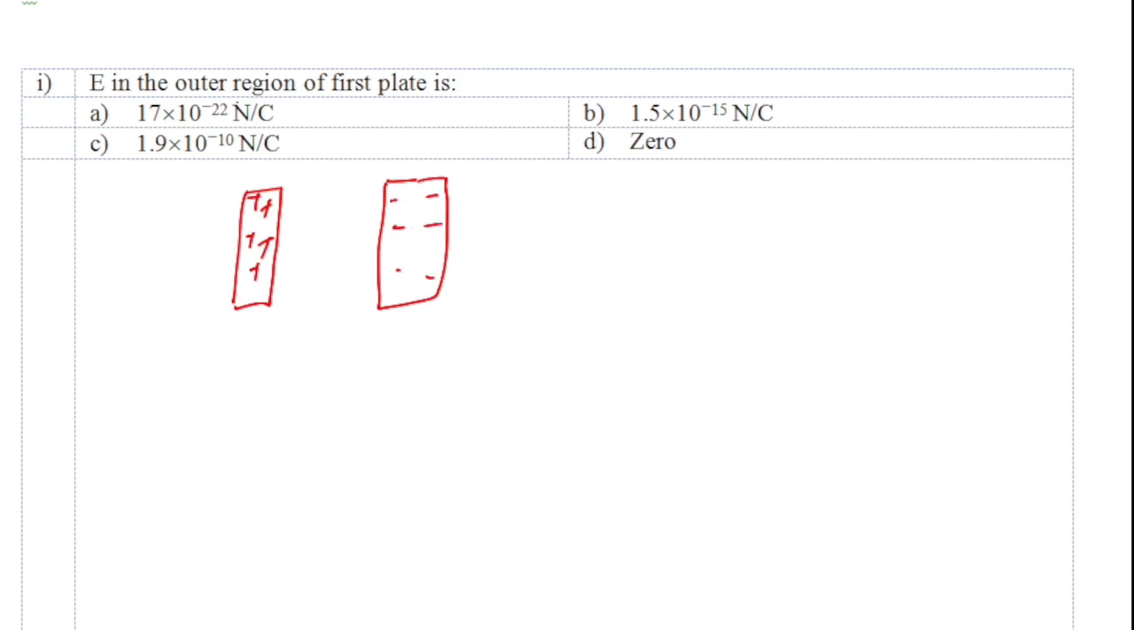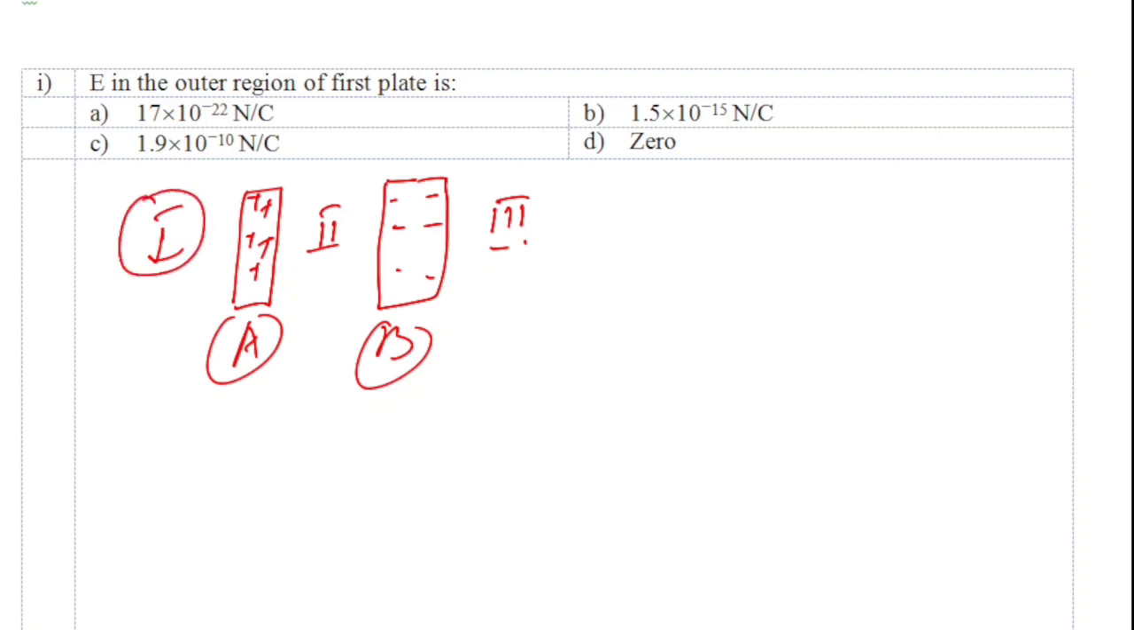You have to find the outer region of the first plate. This one is the first plate and this one is the second plate. Outer region of the first plate means where? Suppose this is region 1, this is region 2 in between the plates, and this is region 3. You have to find the electric field in the outer region of the first plate, this first region.